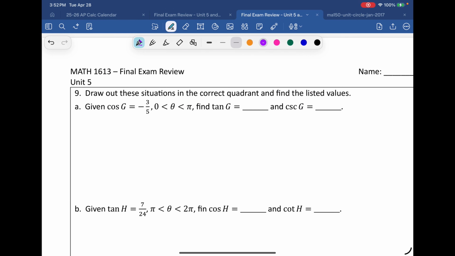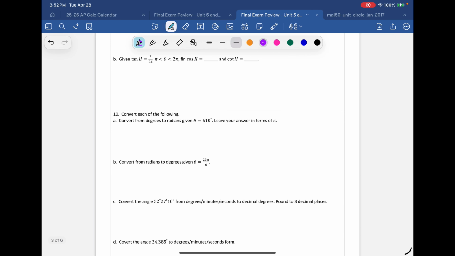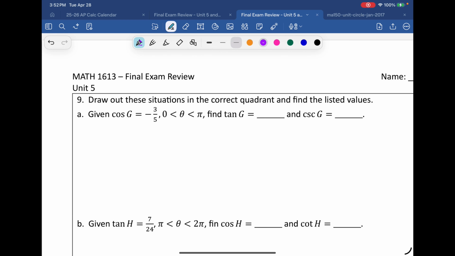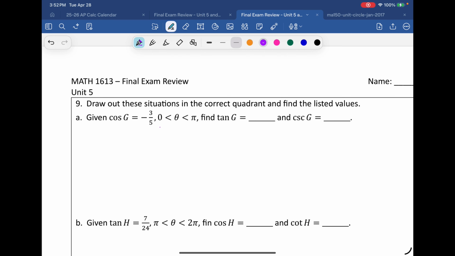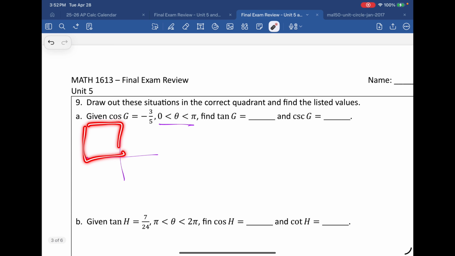All right, draw out these situations in the correct quadrant and find the values listed. I feel like I might have missed this. Did I remember doing that? I don't remember. Okay, draw out these situations. It says cosine is negative and the angle is between 0 and pi. So that occurs in quadrant 2.